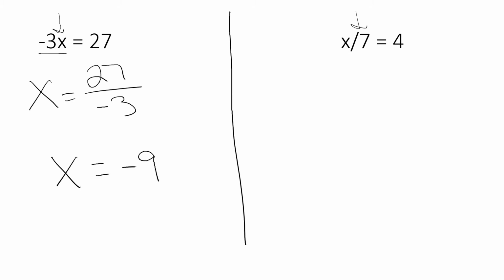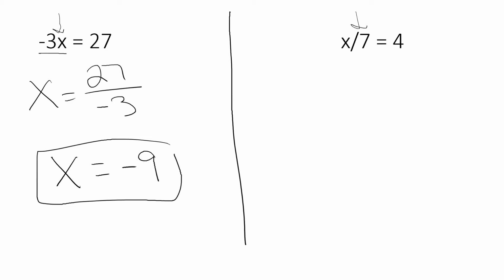And again, I can plug that back in here and see if it's the same thing. -3 times -9 is +27. So that's the right answer.